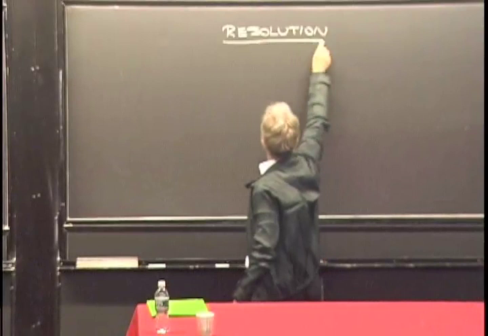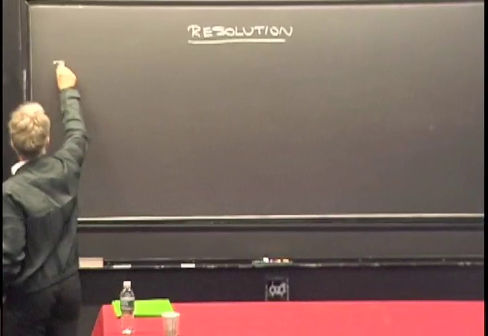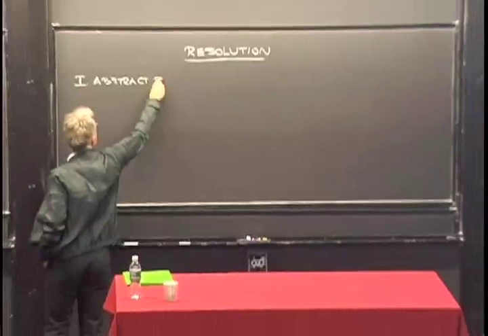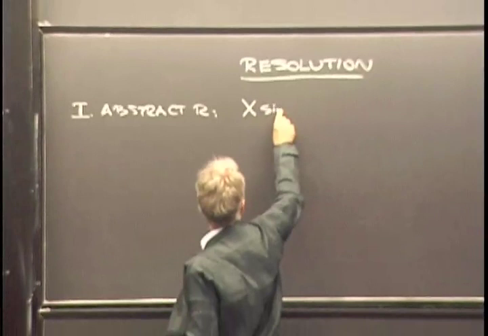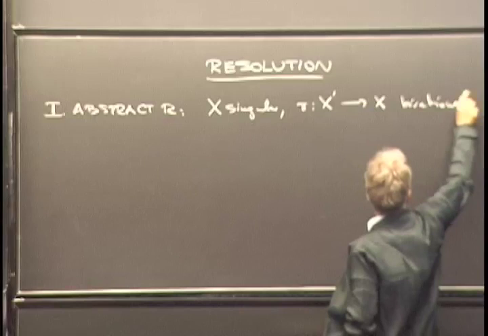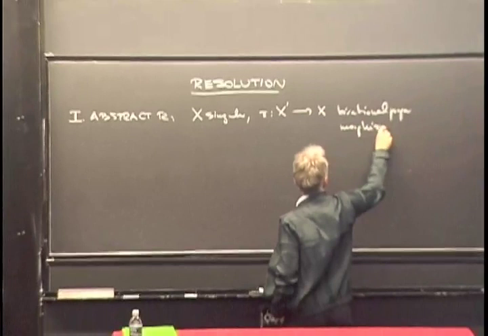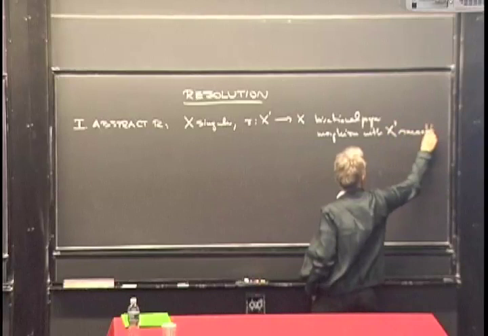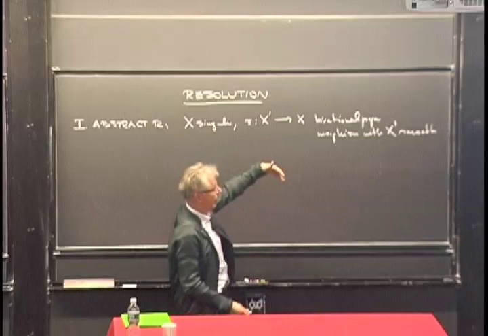I will summarize the three concepts we are talking about. So the first one is abstract resolution. You have a singular variety X and what you want is a birational proper morphism with X prime smooth. So this abstract resolution is also called non-embedded resolution. We just look at the green component and not at the exceptional components.